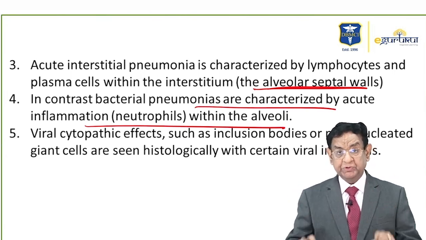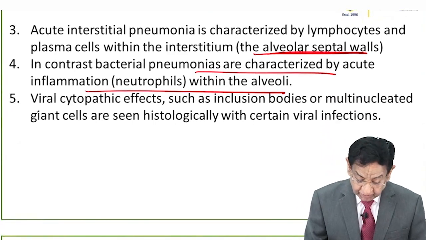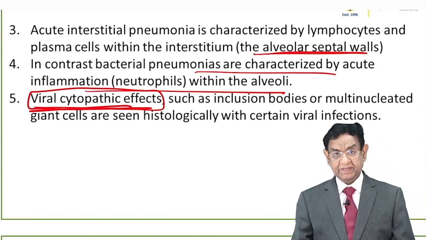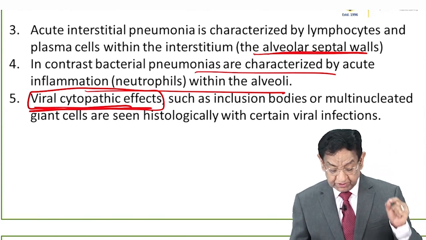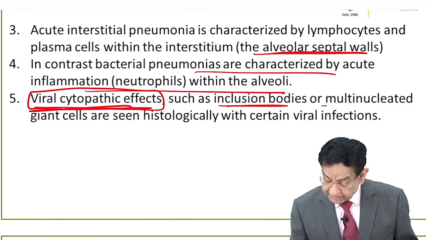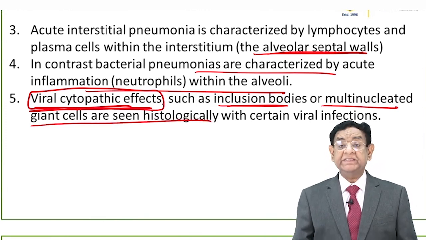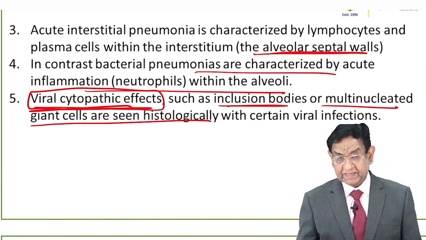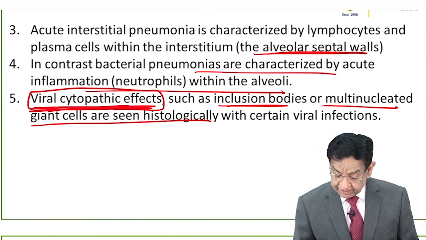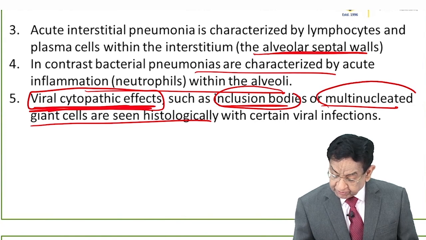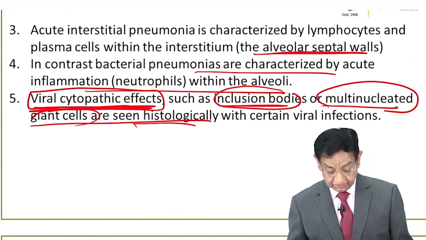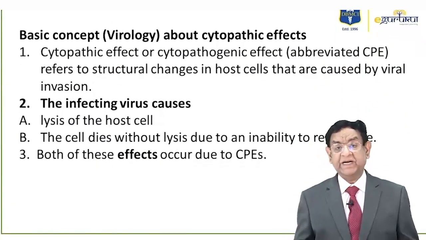But why did I show you this slide? For this viral cytopathic effect. This is something extra. What is this? Due to viral inflammation, certain inclusion bodies or multinucleate giant cells are seen in certain types of viral infection, and that is the so-called viral cytopathic effect. So the keywords to be noted here are inclusion bodies or multinucleate giant cells in histology in some of the viruses. Now, what is this cytopathic effect?